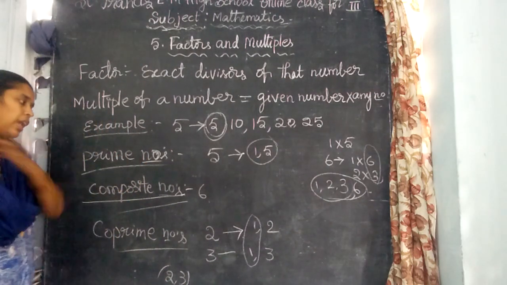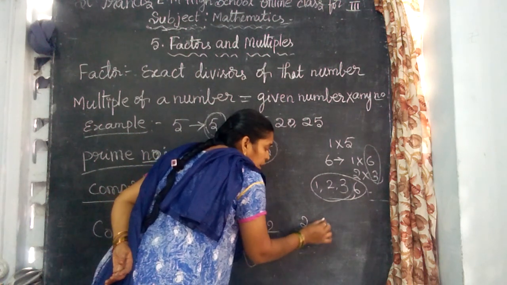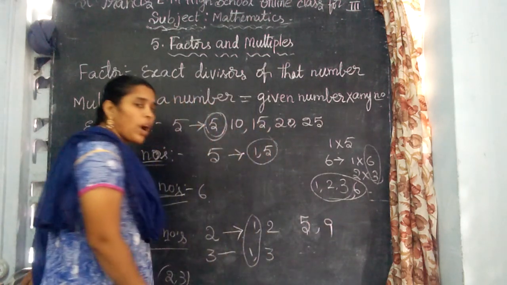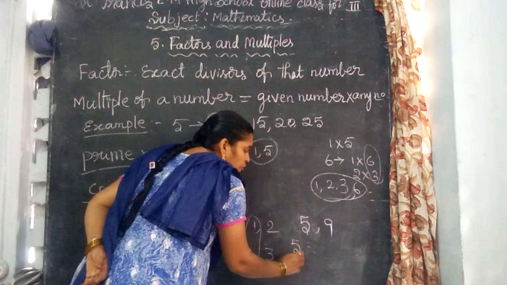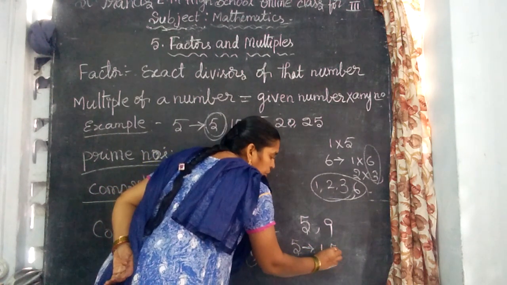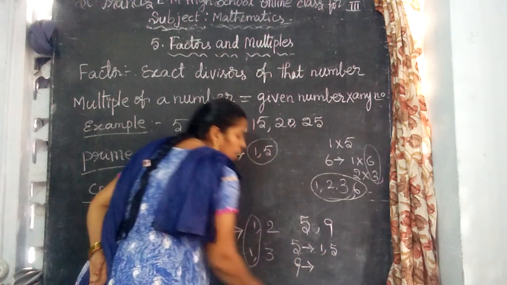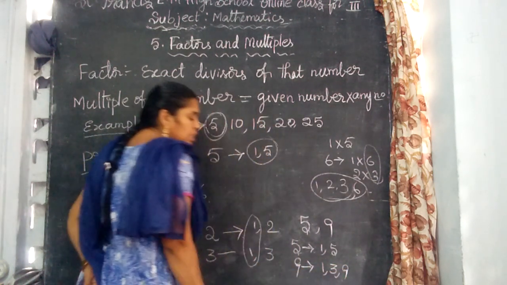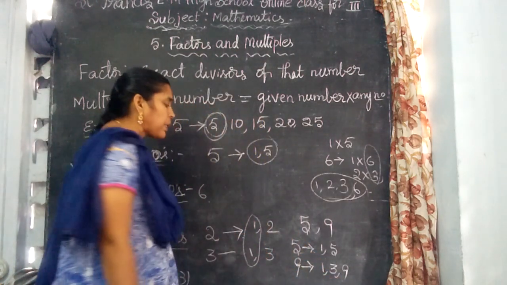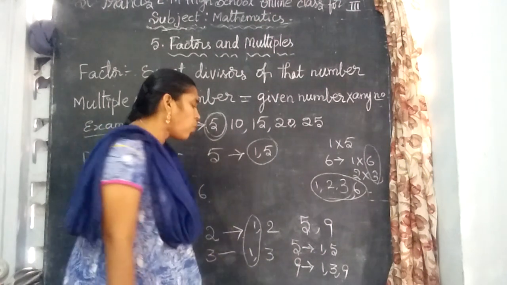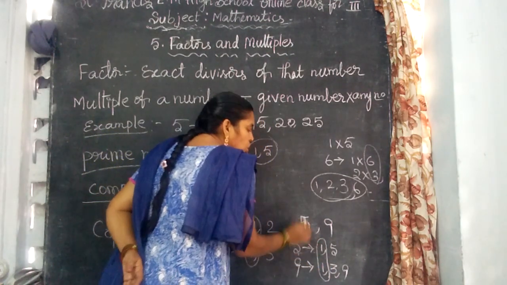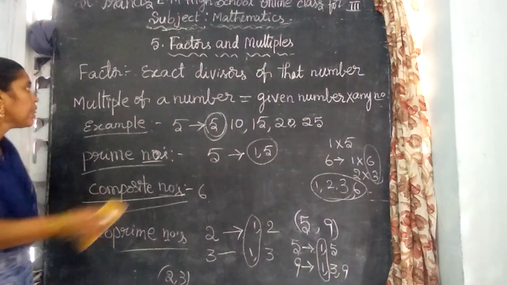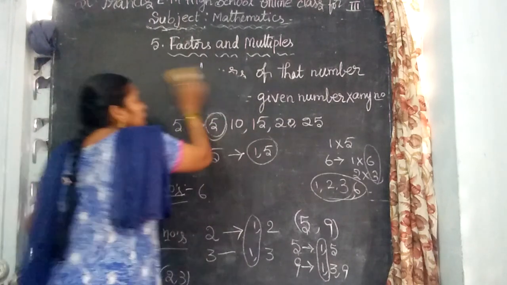Okay, children? And you take another example, 5 and 9. What are the factors of 5? Factors of 5 are 1, 5. And what are the factors of 9? 1 9s are 9, 3 3s are 9. So 1, 3 and 9 are the 3 factors, more than 2 factors. So this is a composite number. This is a prime number. What is the common factor? 1 is the common factor. So 5 and 9 are called co-prime numbers. Okay, children? Is it clear? Then I am going to explain about twin primes.